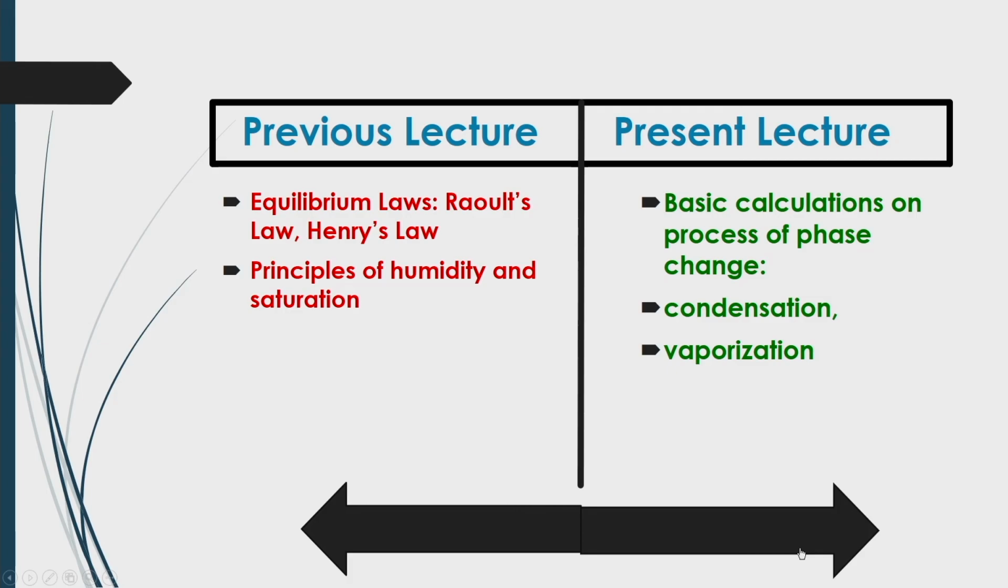vaporization and their calculations. In the previous lecture, we described equilibrium laws like Raoult's law and Henry's law, and even the principles of humidity and saturation, based on which we learned how to find the dew point temperature, the saturation temperature, and the humid volume, how to calculate the moisture content in the open atmosphere, and also how to estimate the humid volume, dew point, and relative saturation from the psychrometric chart. All those things we discussed in the previous lecture.